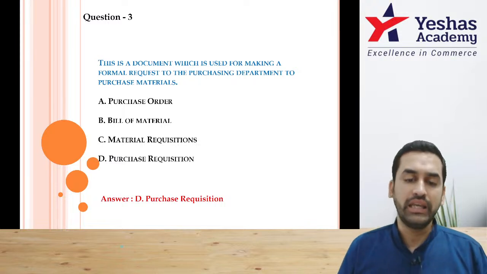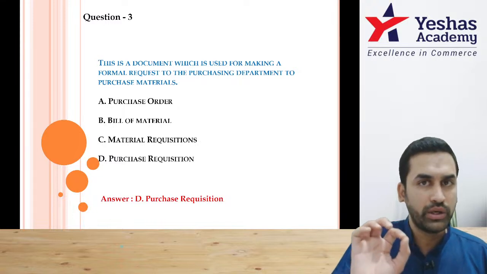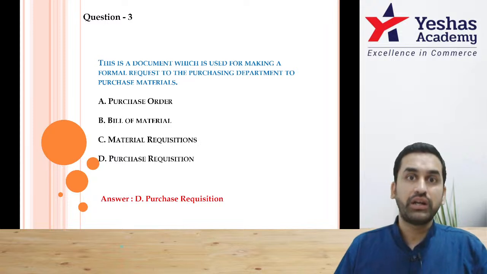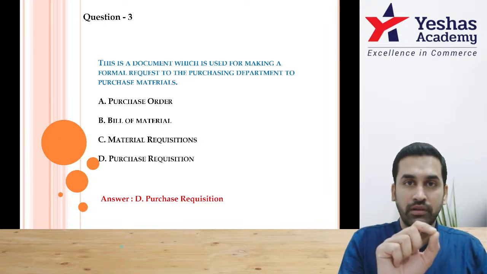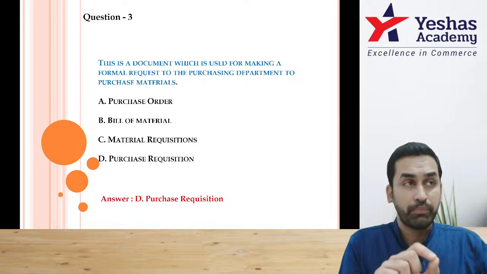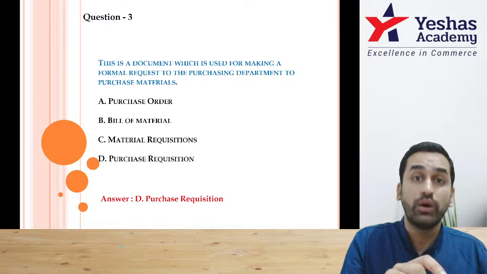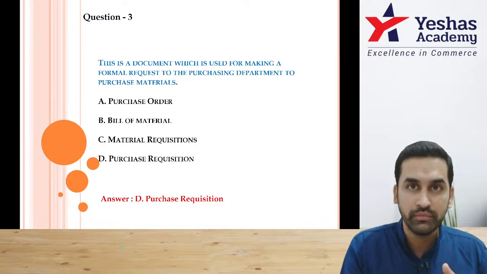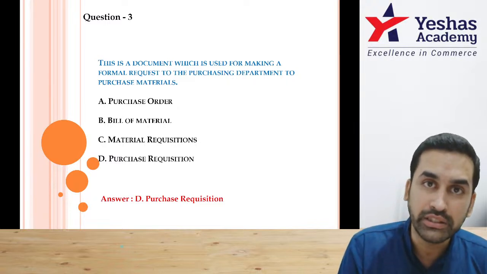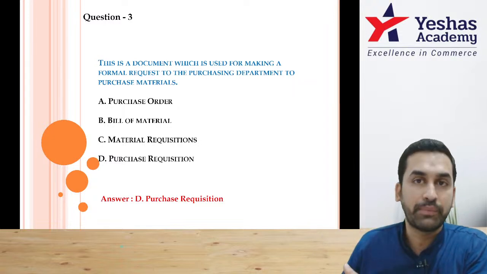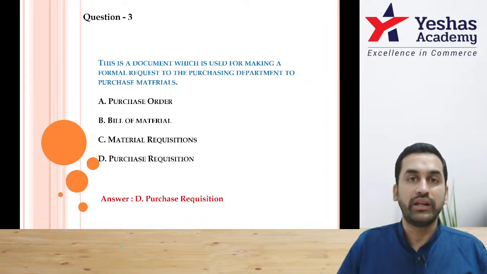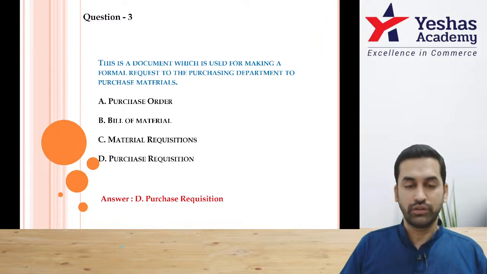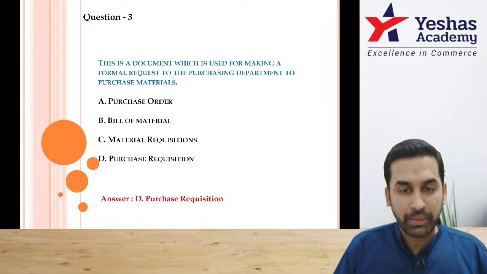Some of you are saying C, material requisition. Guys, you did a small mistake. Who raises material requisition? Production department will request warehouse. I need this material for job number 101 by tomorrow morning. Keep it ready. That is material requisition. Warehouse will then ask the purchase department that I need this material. I do not have it in my warehouse. Please get it. That is purchase requisition. And we are discussing purchase requisition here.